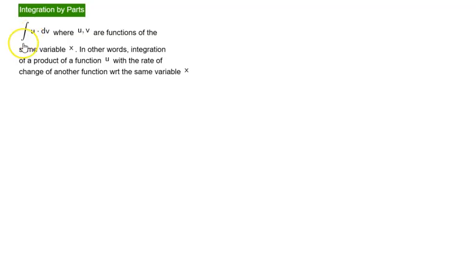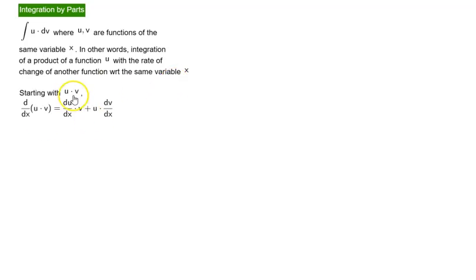Let us look at the method of integration by parts. So we want to figure out the integral of u times dv, where u and v are functions of the same variable x. In other words, integration of a product of a function u with the rate of change of another function with respect to the same variable x.